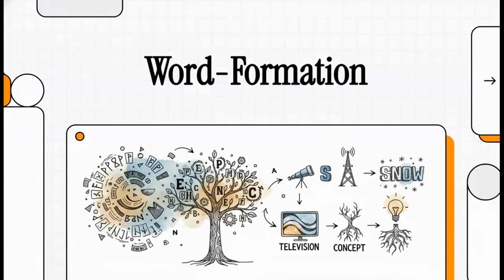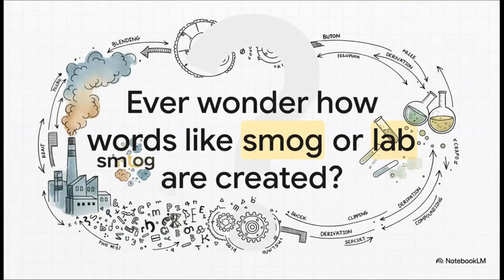Welcome. Ever just stop and wonder, where do new words even come from? Well, in this short guide, we're going to break down the secret formulas the English language uses to create new words every single day. Yeah, think about it. Words like smog or lab, we use them all the time, right? But they weren't always around. So how did they get here? Is it just random or is there some kind of system? Well, as you're about to see, there's a really cool logic behind it all.